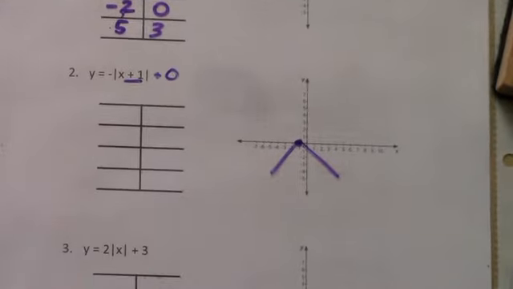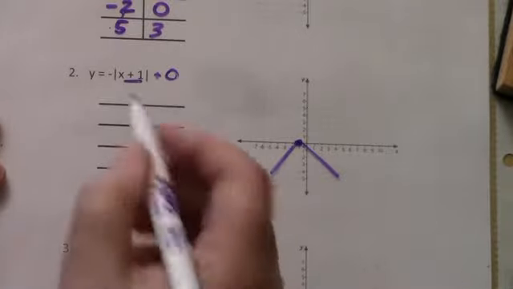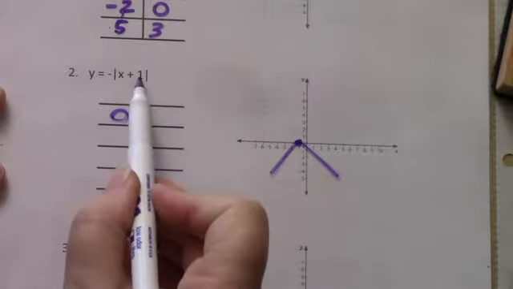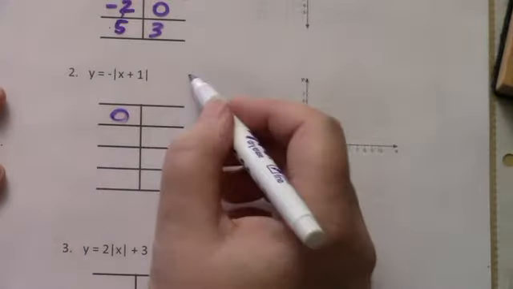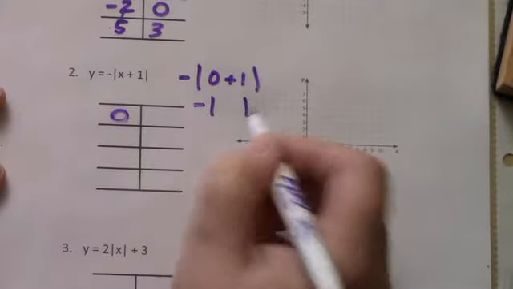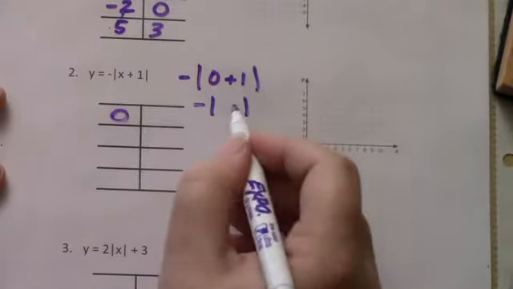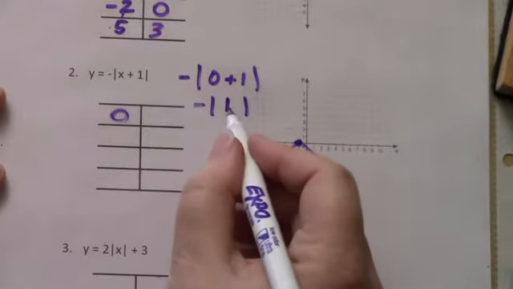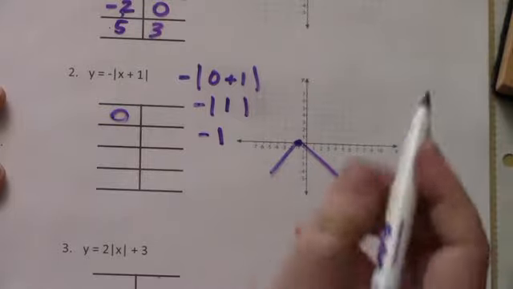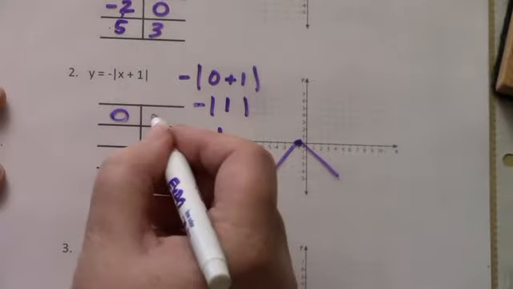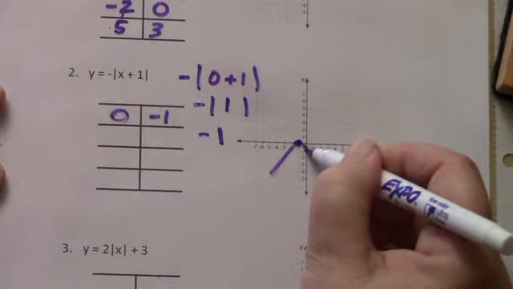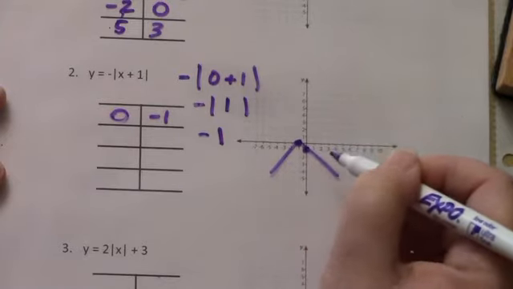So let's do a few points and find out how this is working. Let's make x 0. 0 plus 1, opposite of 0 plus 1. What is the absolute value of 0 plus 1? It is 1. Absolute value of 1 is 1, but now we're taking the opposite of that, so we get -1. So when x is 0, y is -1. So there we go. You can see how it fell on that line.